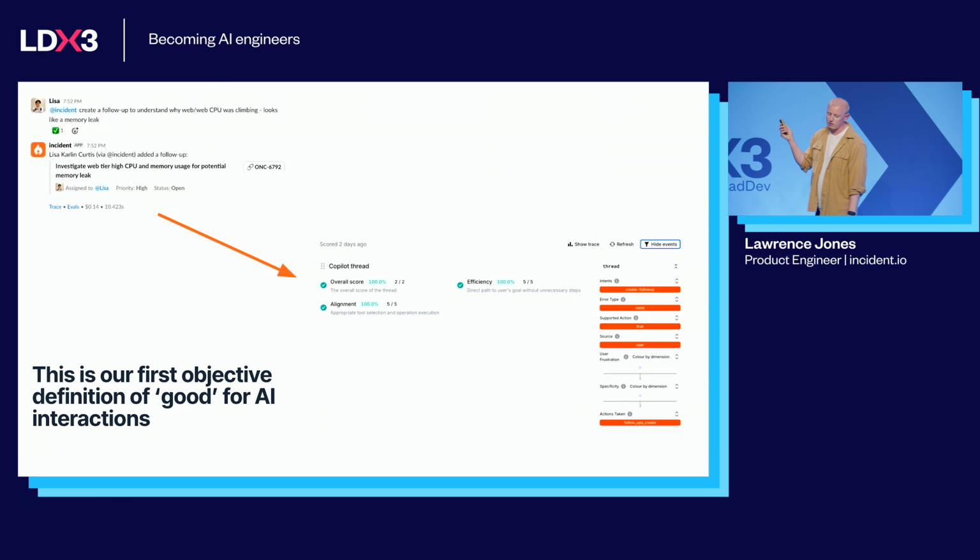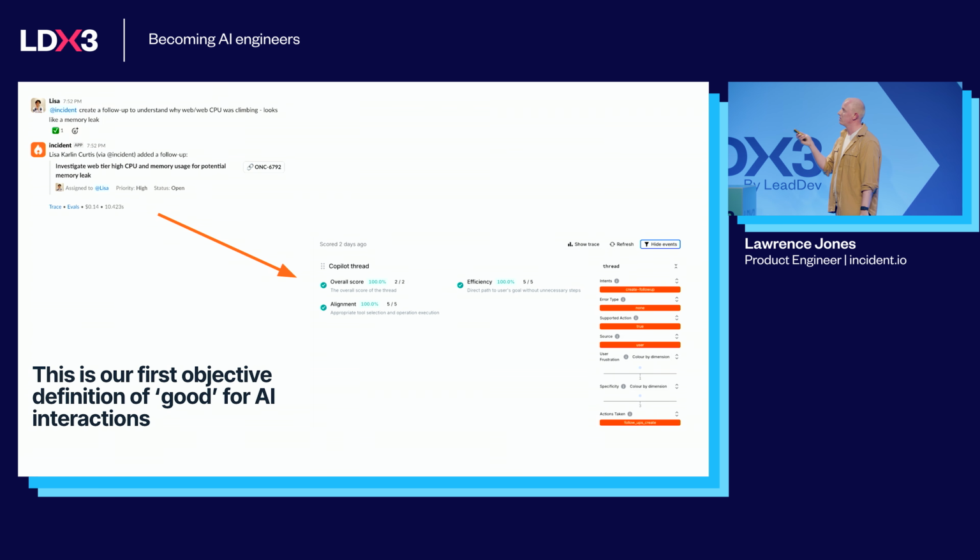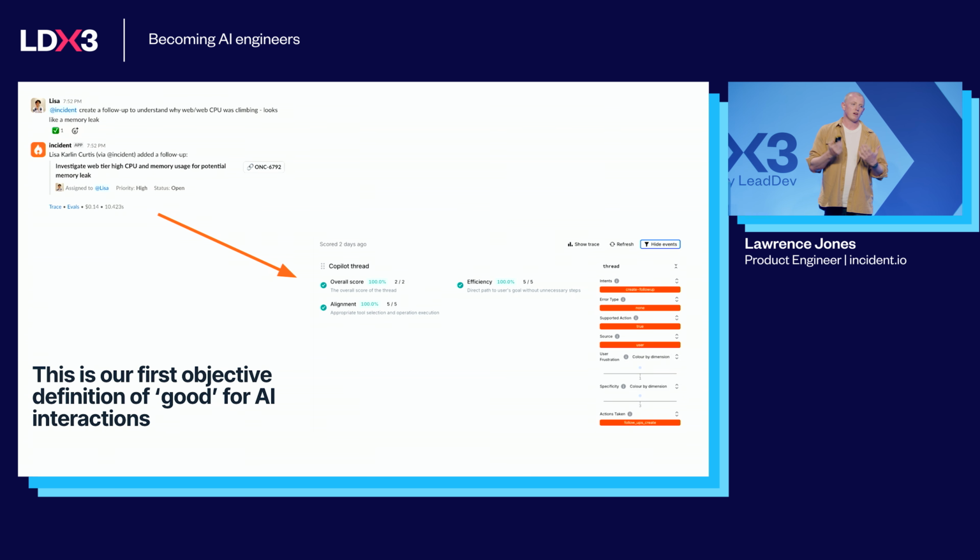And I want to dig into alignment for a second, because it's an example of how you can score this. Alignment for us is, did the bot do what it was asked to do? This is actually more complicated than you might think it is. You imagine if you get given a request to a chatbot and your LLM decides to do a certain action.